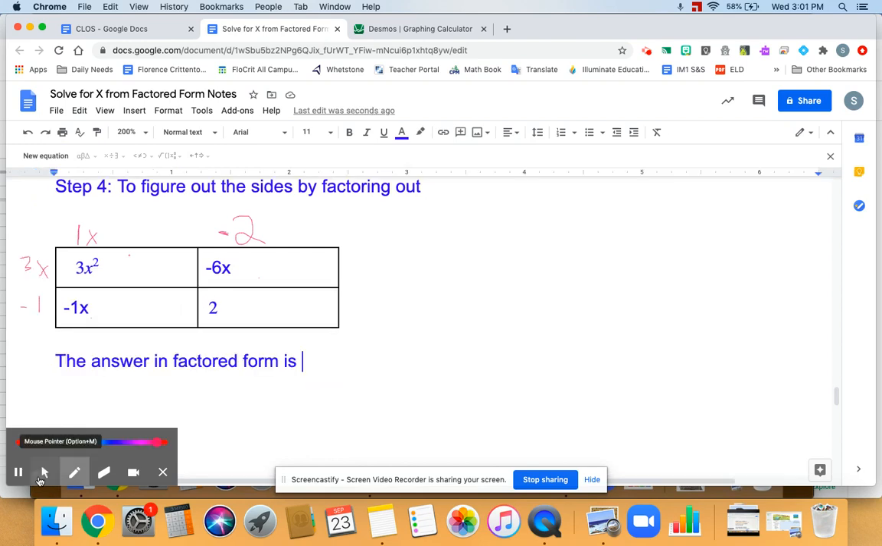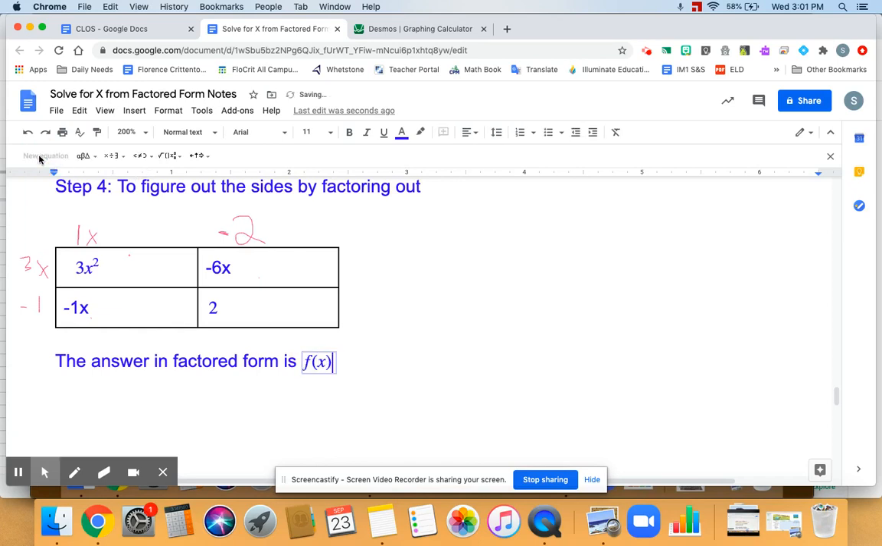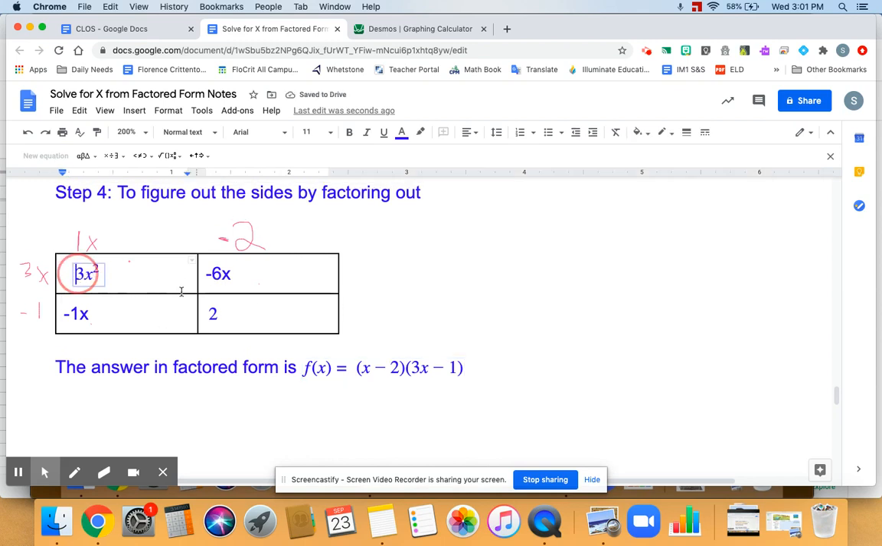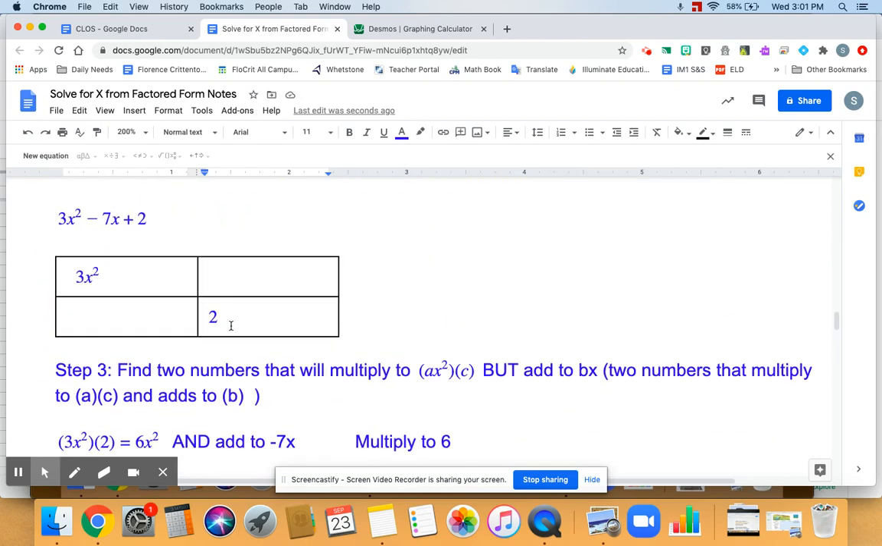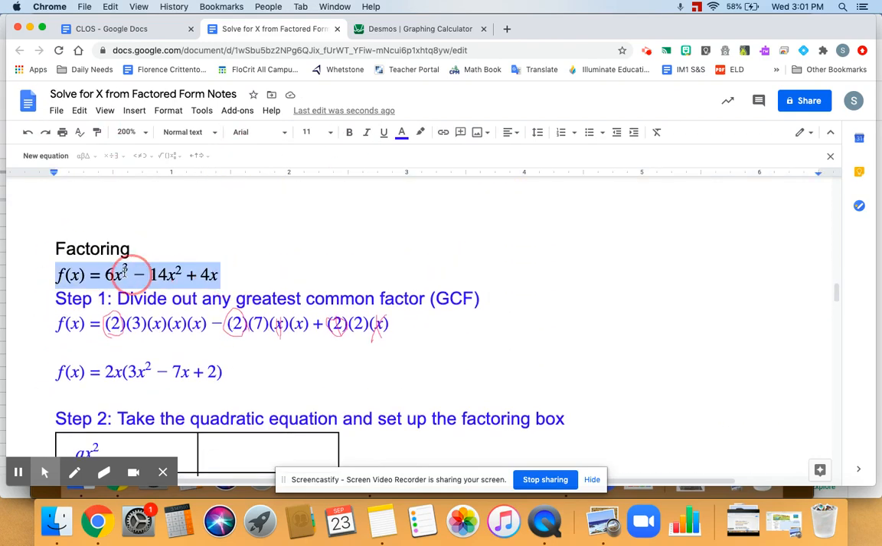And so finally, the answer in factored form ends up being, this side is its own parentheses, the top. So I have 1x minus 2. I don't have to write the 1. Times, on this side, is 3x minus 1. So now it's in factored form. Because if I multiplied it back out, I would end up with this, which combines to my original answer all the way up here.